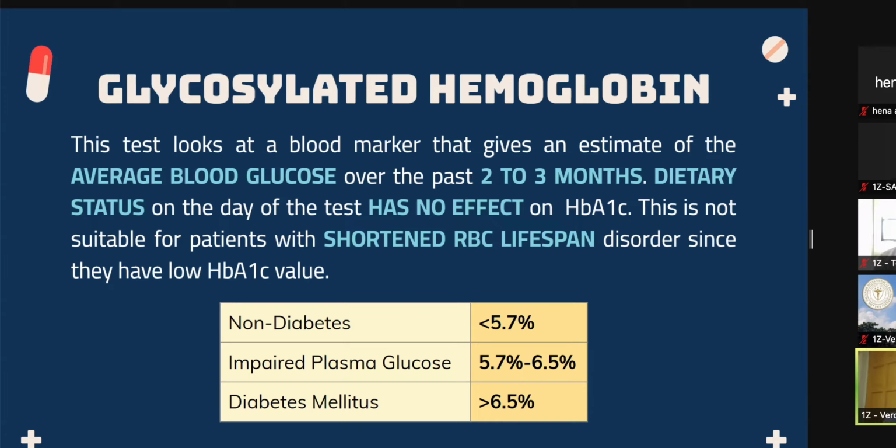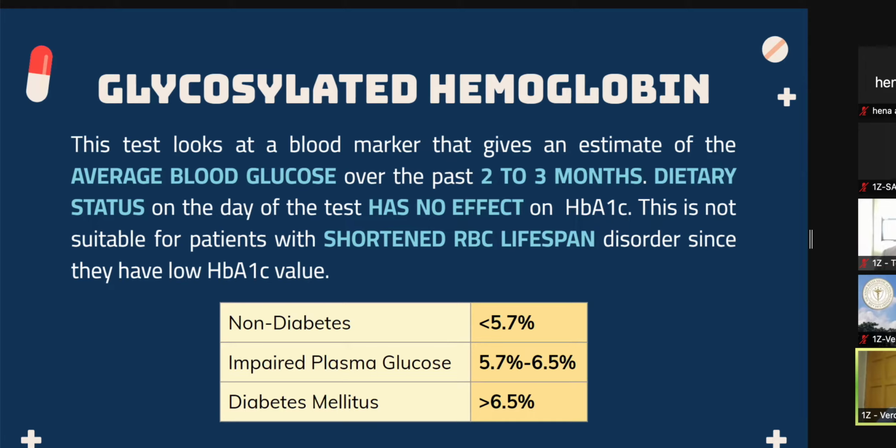So again, this is the average glucose of the patient for 3 months. So hindi natin kailangan ng fasting dito. Hindi siya kailangan ng overnight fasting. So for pre-diabetic, this should be 5.7 to 6.4%. And for diabetes mellitus, this is more than 6.5%.